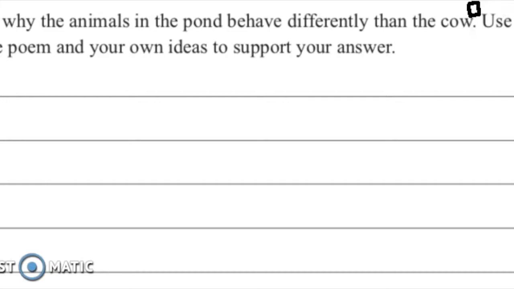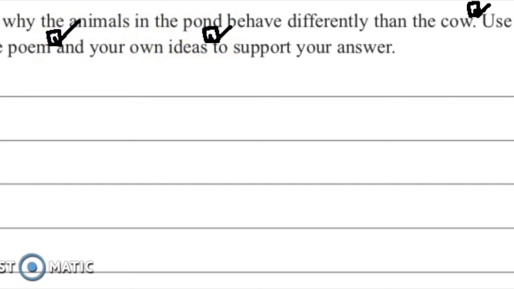Now the question requires students to use details from the poem, so supporting evidence from the text. So that's the second component that students need to address, as well as incorporating their own ideas to support their answer. So this particular question has 3 parts. Notice that I've included 3 success criteria checkboxes that can be checked off once these components have been completed.